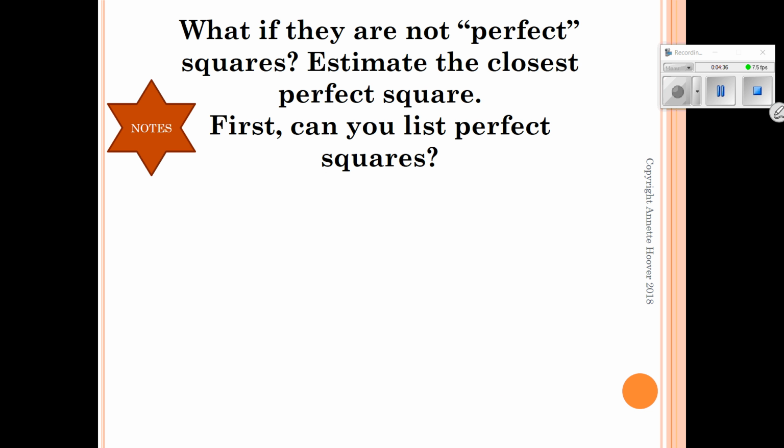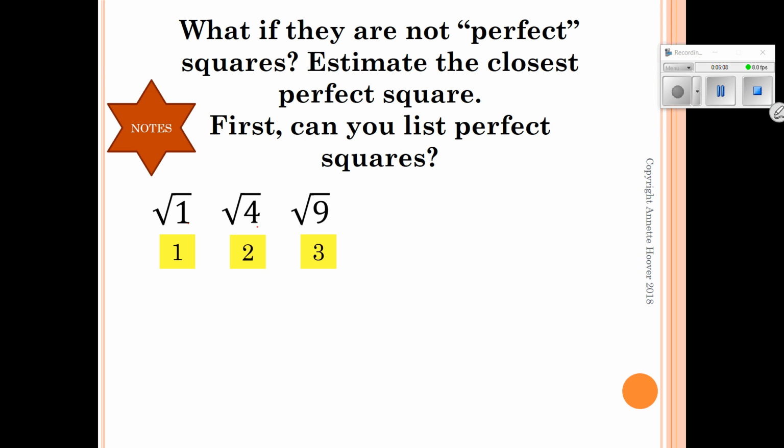Now, sometimes we have numbers under the radical sign that are not perfect squares. So first, let's stop and think about what the perfect squares are. Perfect squares are where you take a number and multiply it times itself. So 1 times 1 is 1, so the square root of 1 is 1. 2 times 2 is 4, so the square root of 4 is 2. 3 times 3 is 9. So what we're doing here is we're listing the perfect squares. Square root of 1, square root of 4, square root of 9 is 3.